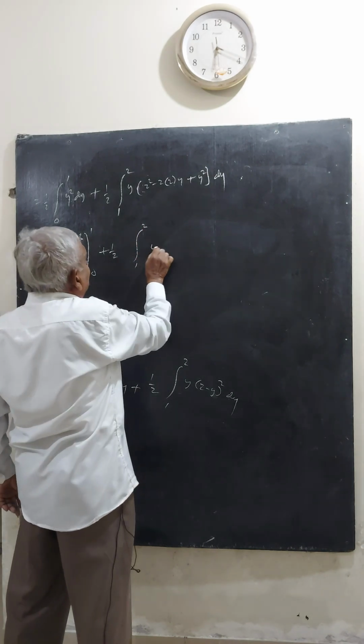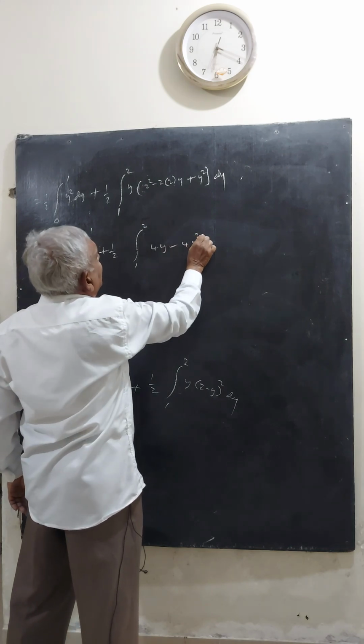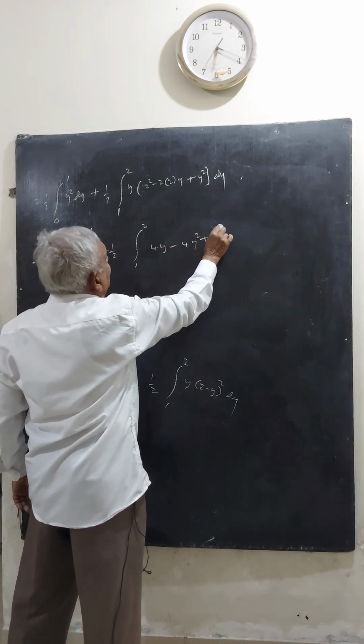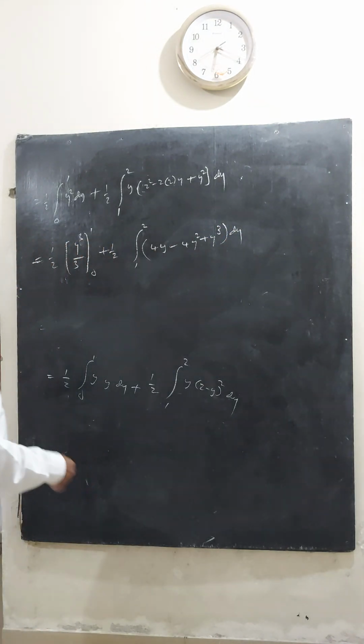Similarly, 2 squared is 4, 4y, minus 4y squared, plus y cubed, dy. Now we can integrate.